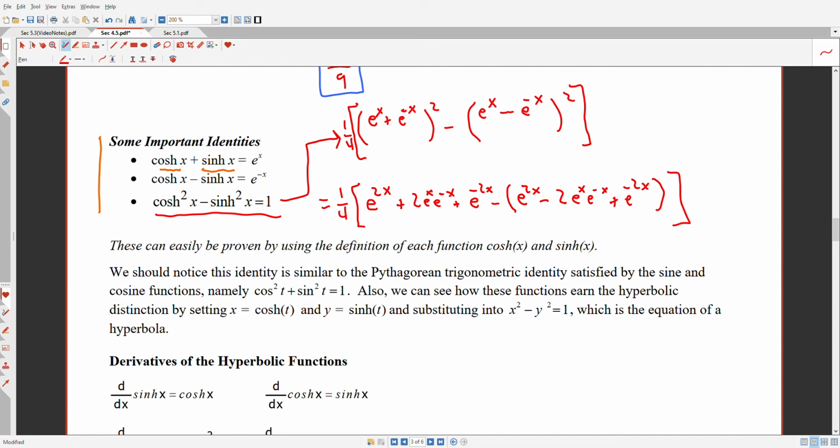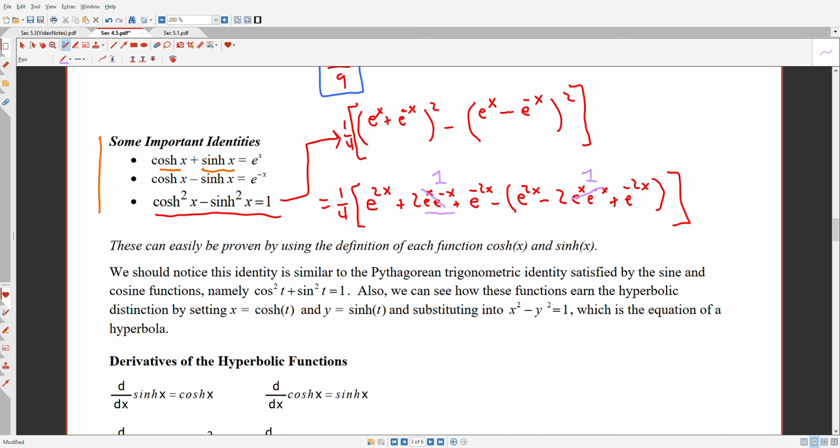The first bit of canceling that happens that we should always be happy to do is this e to the x times e to the negative x. Don't forget your exponent rules, right? You can add those two exponents that have the same base, and you'll get e to the 0. So this is just the number 1. So that's just 2 times 1. Similarly over here, this is just the number 1.